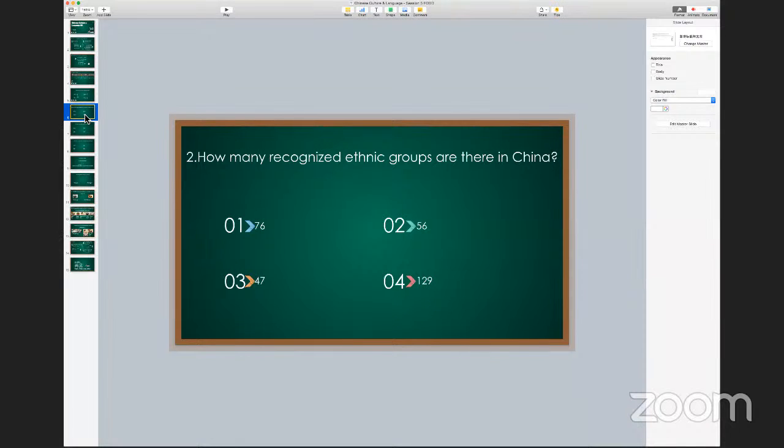For the other answers, you can read the first one as 76, and the second one as 56. The third one is 47. The fourth one, I will read it. You don't have to remember. 129. 百 means 100. So 100 plus 29. 29 is 2 tens plus 9. Great. Let's move on to a new quiz. 太棒了.